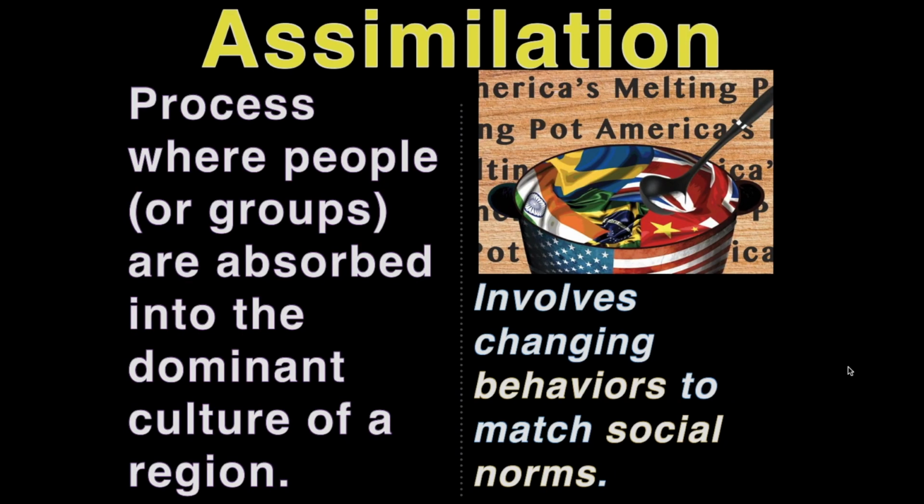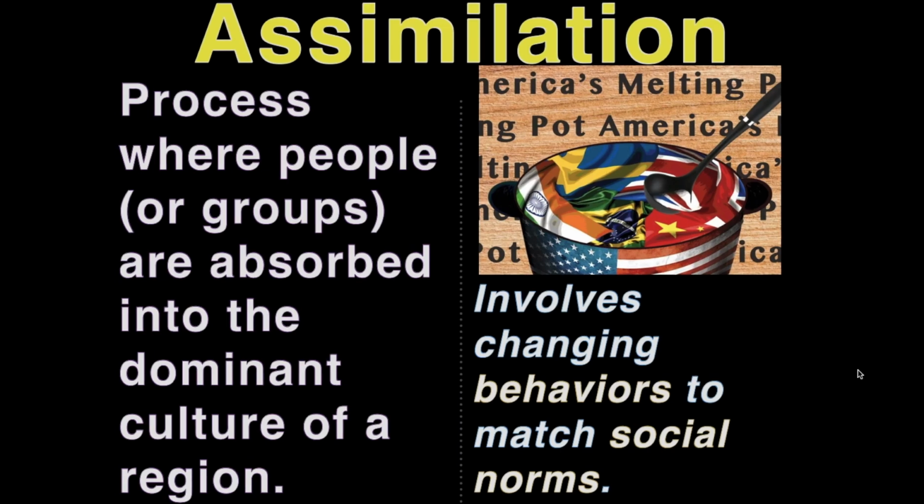And then our final term for notes is assimilation. And assimilation is a very important term. Sometimes it can be voluntary, other times it could be forced. But it's where people are absorbed into the dominant culture of a region. Right? Anywhere you are, there's always a dominant culture where those people have power. And often it's the majority of people, but not always. And so assimilation is when other people in the outgroup start to adopt some of those behaviors. It often involves changing behaviors to match social norms.